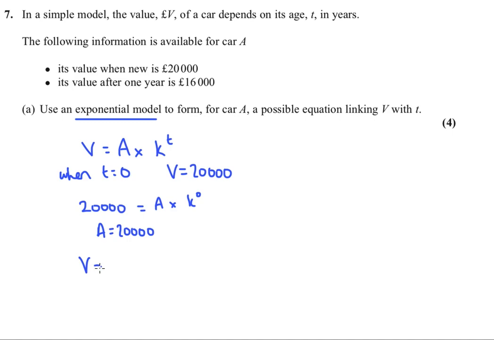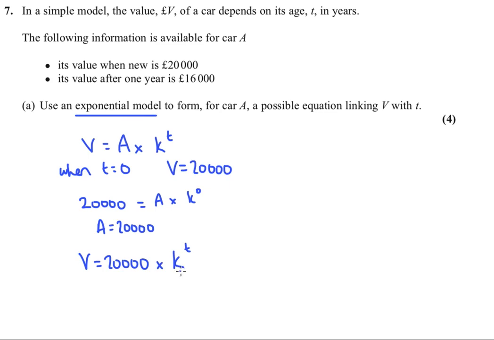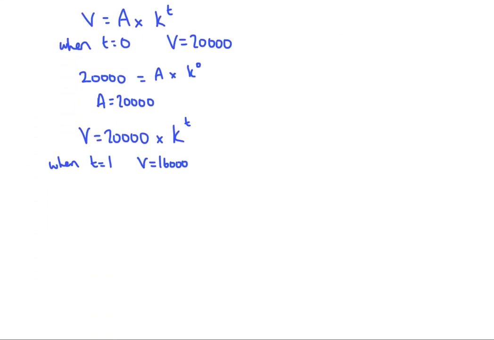So we've got v equals 20,000 times some multiplier to the power of t. Now this, in this case, is going to be the rate at which the car is depreciating, because it's losing value. So the simplest way to work that out in general is to look at what happens when t is 1 now, because we know when t is 1 the value is 16,000. And if we substitute that in, we can solve for k.